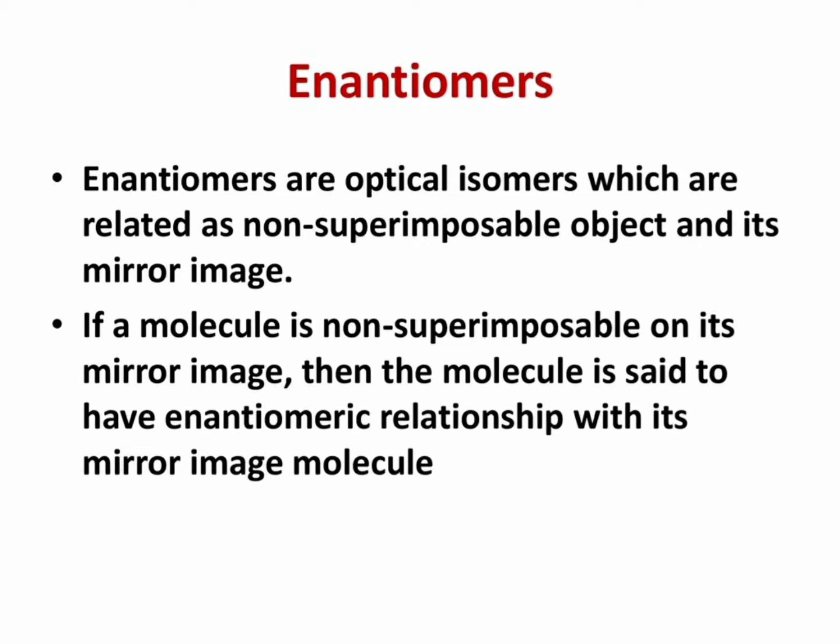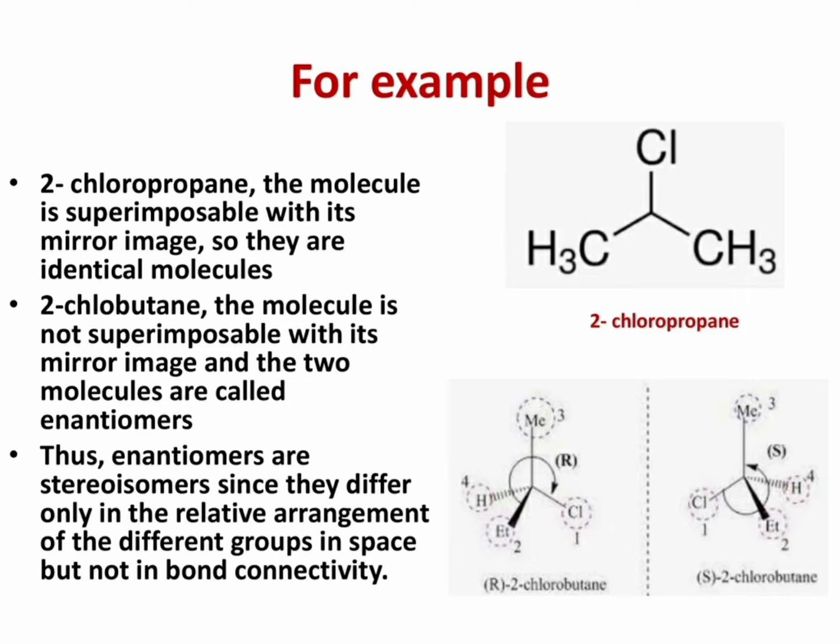Enantiomers, we can say, are optical isomers which are related as a non-superimposable object and its mirror image. If a molecule is non-superimposable on its mirror image, then the molecule is said to have an enantiomeric relationship with its mirror image molecule. Let us consider two examples. Example 1, 2-chloropropane. If you see the structure of 2-chloropropane, the molecule is superimposable with its mirror image. So they are identical molecules.